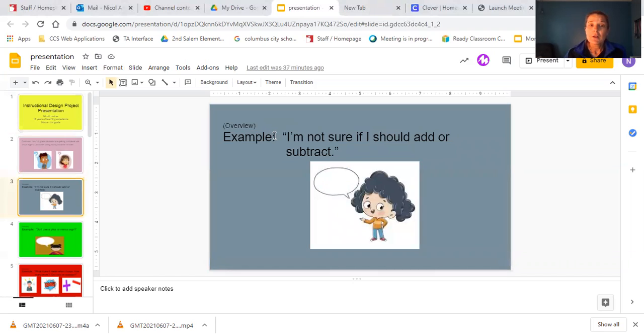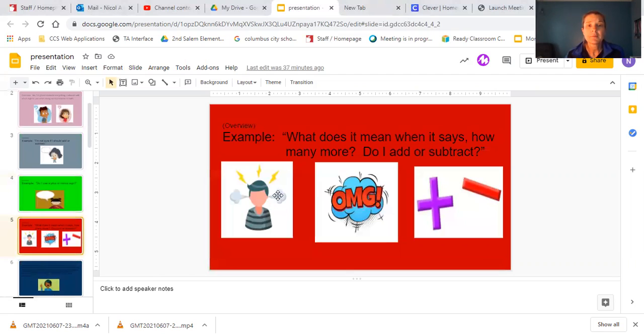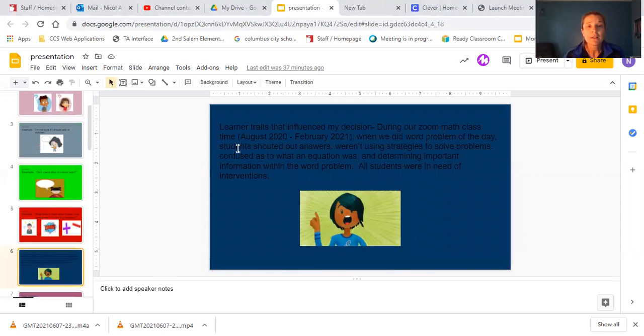Some of the things that I saw on Zoom, and what they were saying, is: I'm not sure if I should add or subtract. Do I use a plus or minus sign? And then what does it mean when it says how many more or in all together? Do I add? Do I subtract? So I was taking observational notes and writing those down.